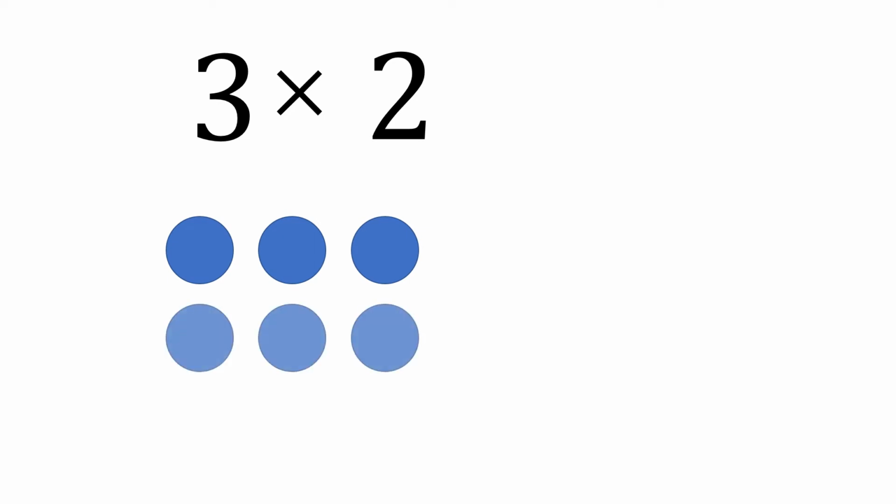So let's visualize positive 3 as 3 positives. And it will be multiplied by 2. So how many positives in all? There are 6 positives, so the product is equal to positive 6.